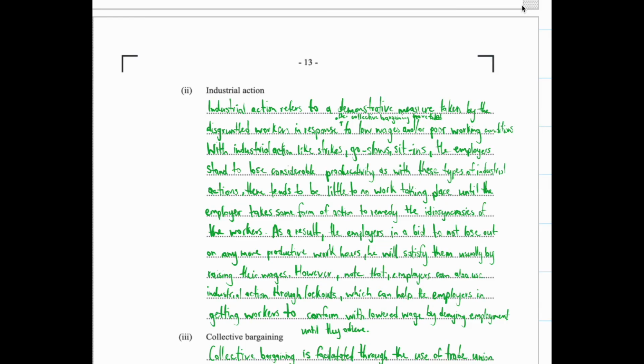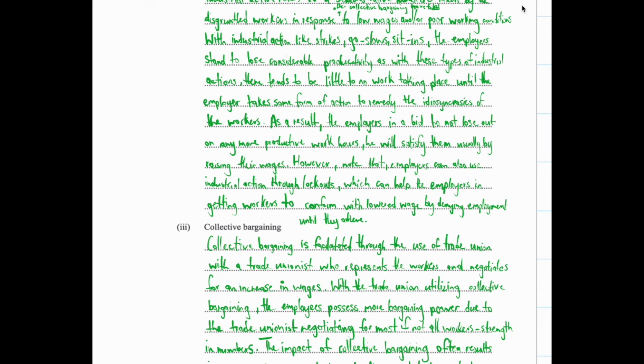So, lastly, collective bargaining. Collective bargaining is facilitated through the use of a trade union, with a trade unionist who represents the workers and negotiates for an increase in wages. With the trade union utilizing collective bargaining, the workers possess more bargaining power because the trade unionist is negotiating for most, if not all, of the workers. That gives them strength in numbers, and this is especially true of something like a closed shop, where to join a certain industry, everybody needs to be a part of the union.